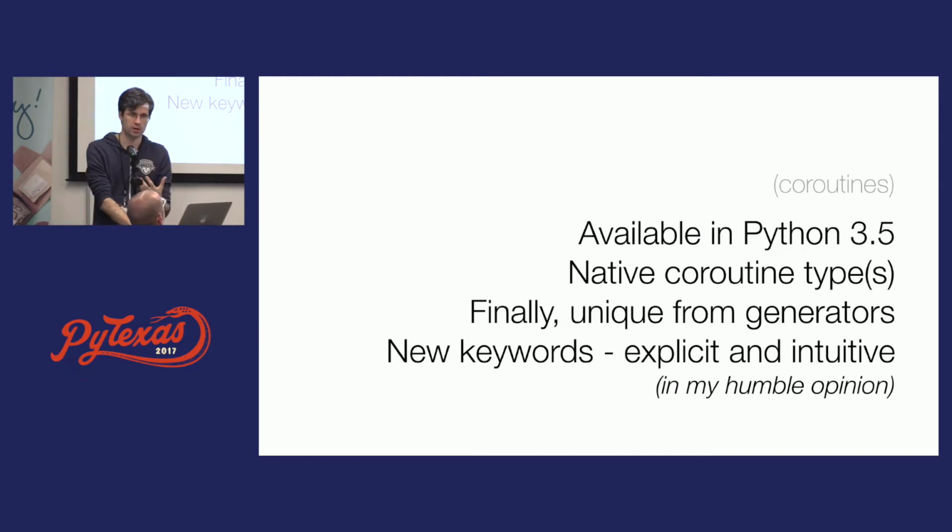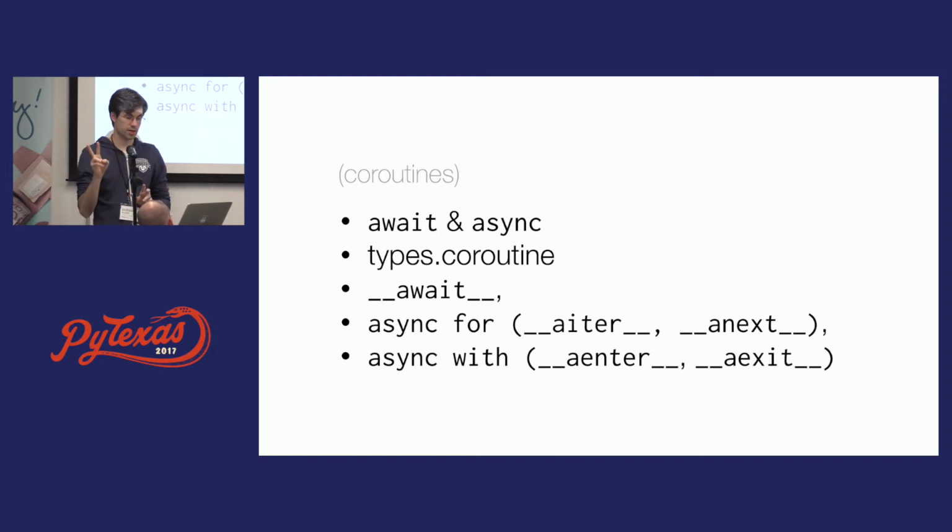And I find the keywords, you're seeing probably a theme, I like the explicitness of them while still remaining that intuitive sort of blocking style. So await and async keywords like I talked about, types.coroutine like I talked about. You also have the __await__ method that you can introduce if you want to create your own awaitable objects that work in the futures and tasks system. And then you've got familiar things like asynchronous for loops and asynchronous with contexts.